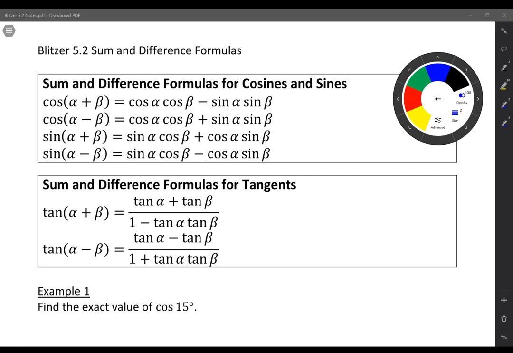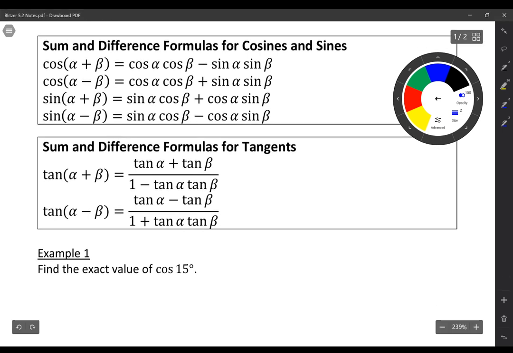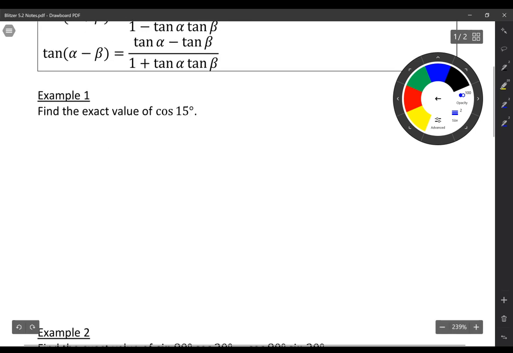There's sum and difference formulas for tangents also. So with the tangent formula, we notice that the sign in the numerator is the same and the denominator is different. So these are more formulas to memorize. Each day in class, unfortunately, I'm going to be giving you more stuff to memorize.